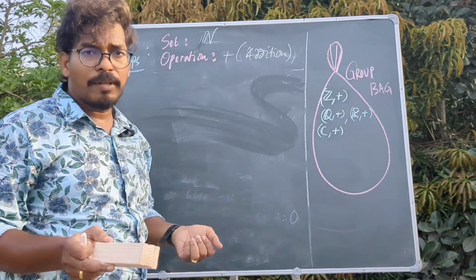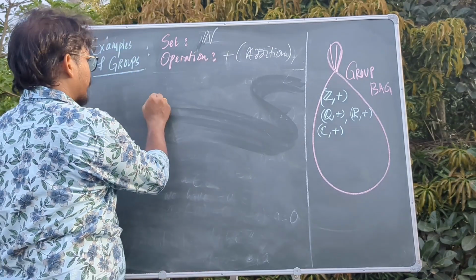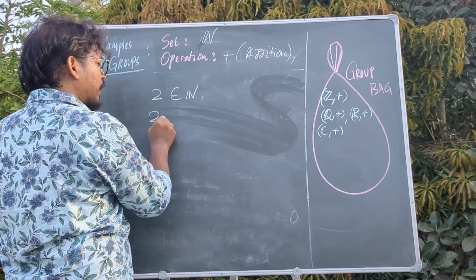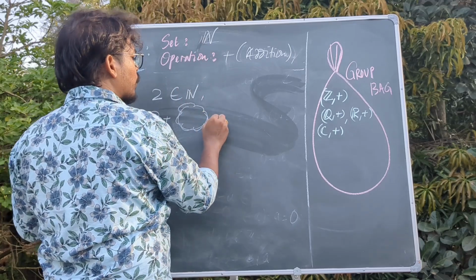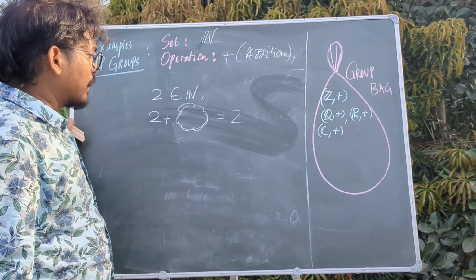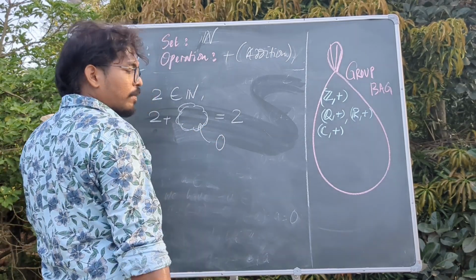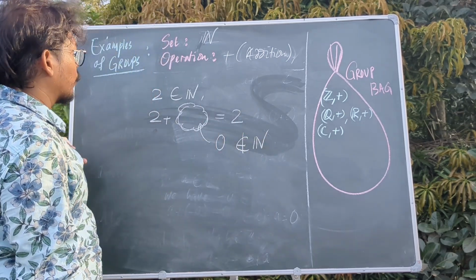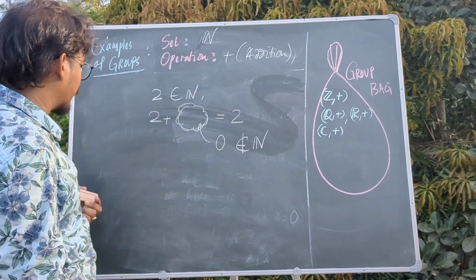And what about identity? Is there any identity in the set of natural numbers? Suppose we have the element 2. 2 is a natural number. But is there any element of the set of natural numbers which will be added to 2 and will give back the element 2? This element turns out to be 0 only, but 0 does not belong to the set of natural numbers. So the set of natural numbers under addition is not a group.